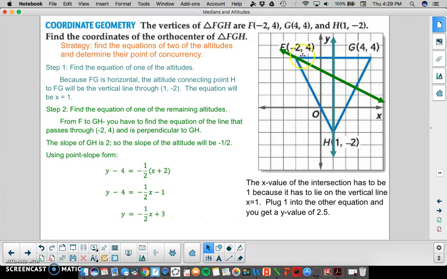Now, because the x value of this intersection has to lie on the vertical line, we know the x value of that intersection is 1. We can plug 1 into our other equation and we get positive 2.5. So we know our orthocenter is located at (1, 2.5).